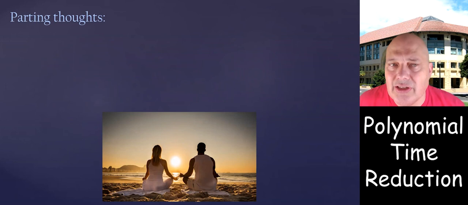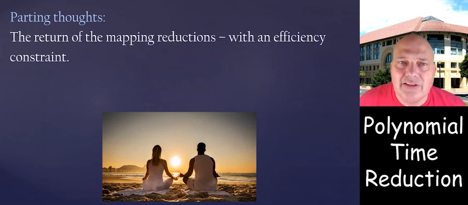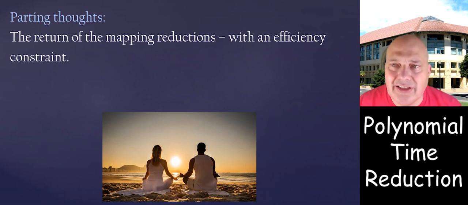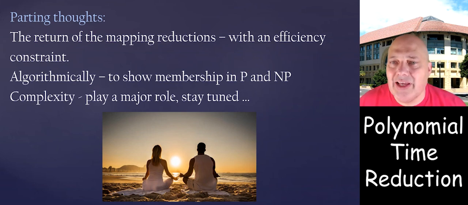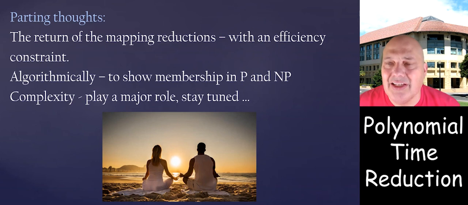And with that, we conclude this short video. So we've seen the return of mapping reductions. As I said, reductions in general are the one technique we are going to use over and over. But this time, the reductions also include an efficiency constraint. We saw algorithmically how to use it to show membership in P and in NP. In complexity, it will play a major role, for example, to show that something is not in P, as we argued before, but we'll actually see that it plays a much more major role through this notion of NP completeness that we will see in the next video.